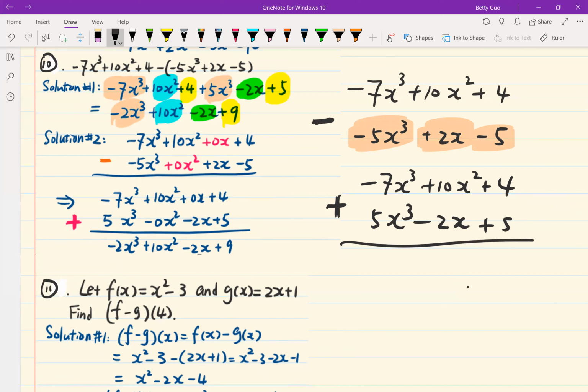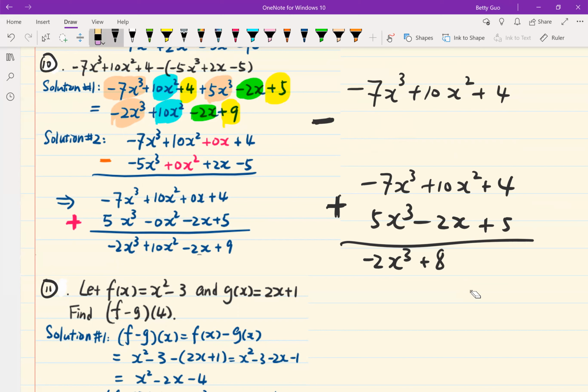And then you add them up vertically. -7 plus 5, -2. +10 minus 2, +8. I miss a square here, I believe. Oh no, they are not aligned, right? Yeah. So we are going to fix this part.